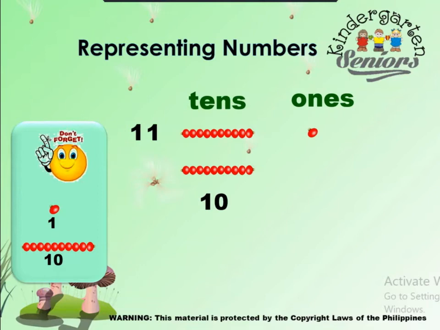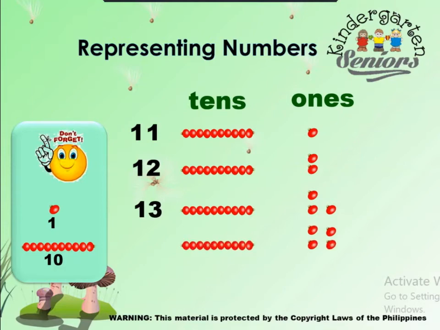Okay. Next, 1 ten and 2 ones. Together, they make 12. All right. So remember 11 and 12? And 1 ten and 3 ones is 13. Okay, 1 ten and 4 ones is 14. Okay, so this is combining tens and ones. And 1 ten and 5 ones is 15.